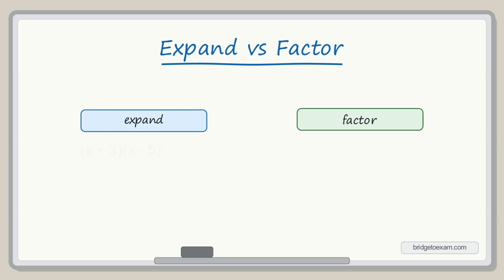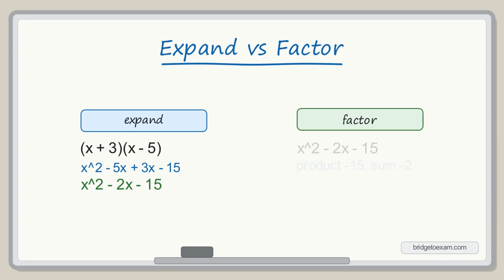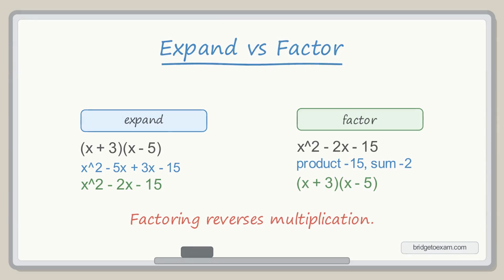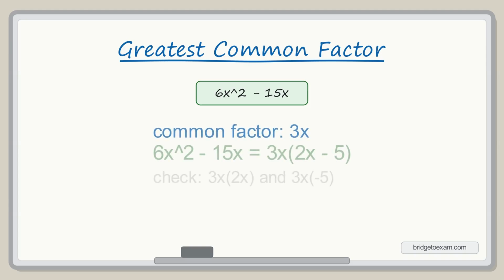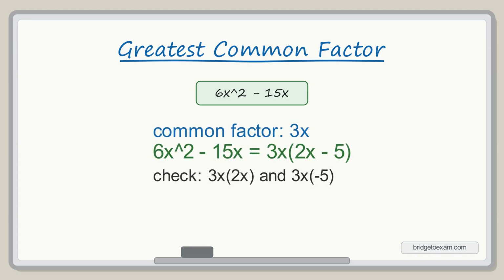Factoring reverses that process. For x squared minus 2x minus 15, the numbers multiply to -15 and add to -2. Always check for a greatest common factor first. 6x squared minus 15x has a common factor 3x, leaving 2x minus 5.